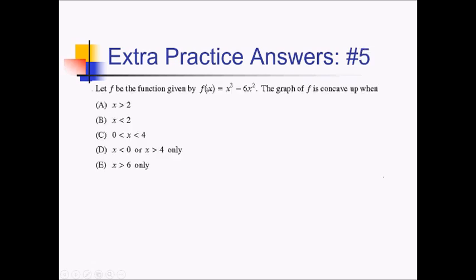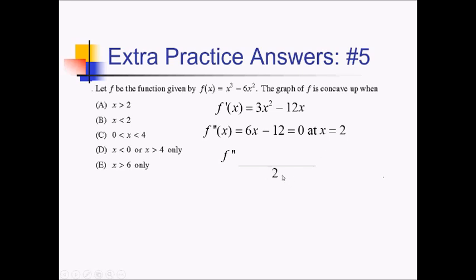On this problem, f is a function such that f equals x cubed minus 6x squared. We want to know when this thing's concave up, which is to say we want to know when f double prime is positive. So let's go ahead and take a couple derivatives. F prime will be 3x squared minus 12x, and then f double prime is going to be 6x minus 12. So let's solve for some critical values here. Set it equal to 0 and solve. So we see that this is going to be true when x is 2, if you add 12 and divide by 6.